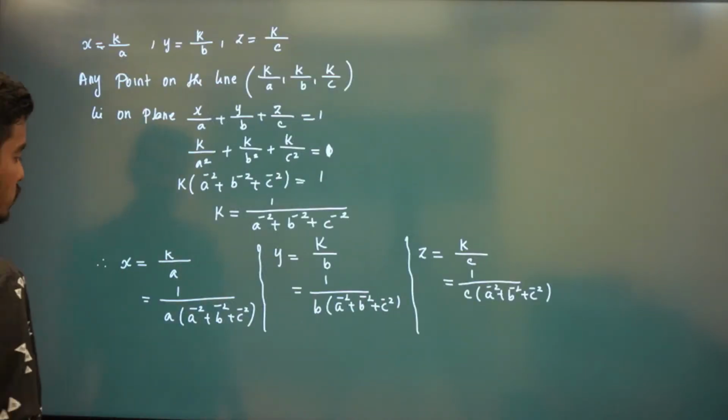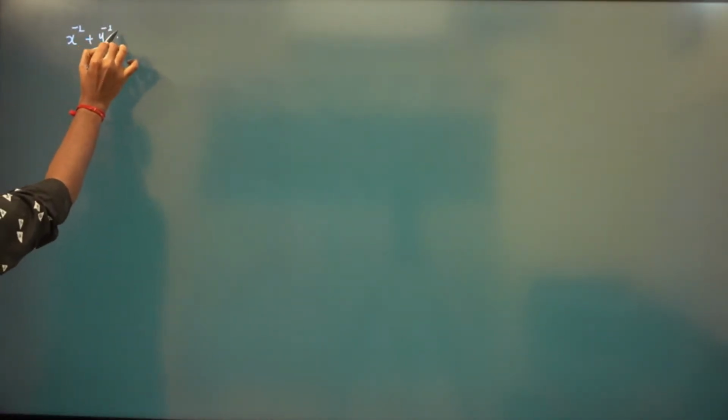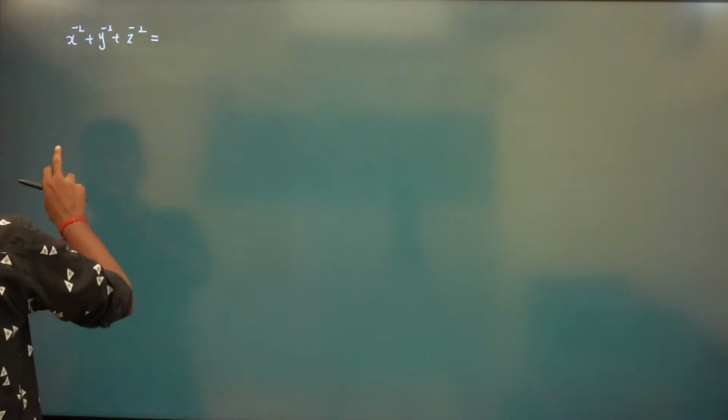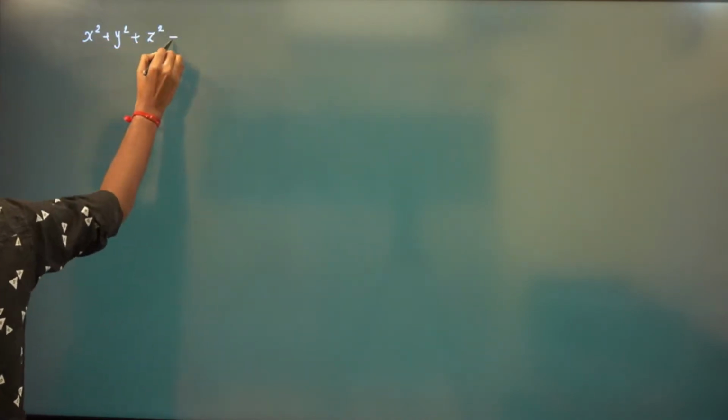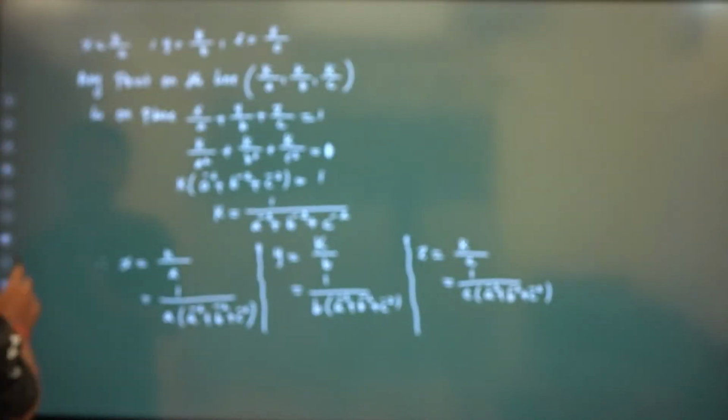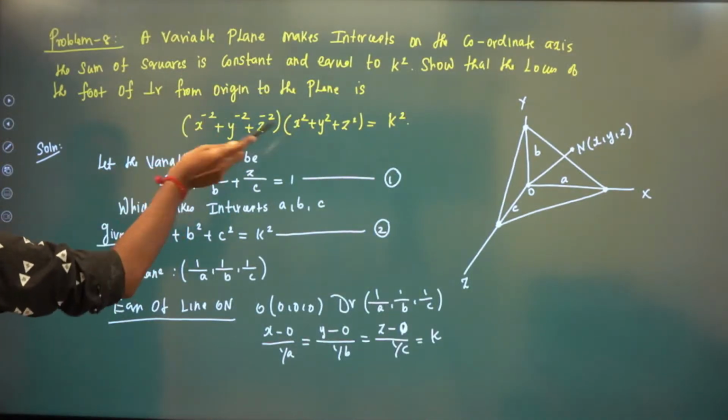Right? Okay. So first what we'll do is we will find the value of x power minus 2 plus y power minus 2 plus z power minus 2. Right? So first we will find x square plus y square plus z square. What about x square plus y square plus z square? See, we need to find these two things. We need to multiply. So what is x square plus y square plus z square?